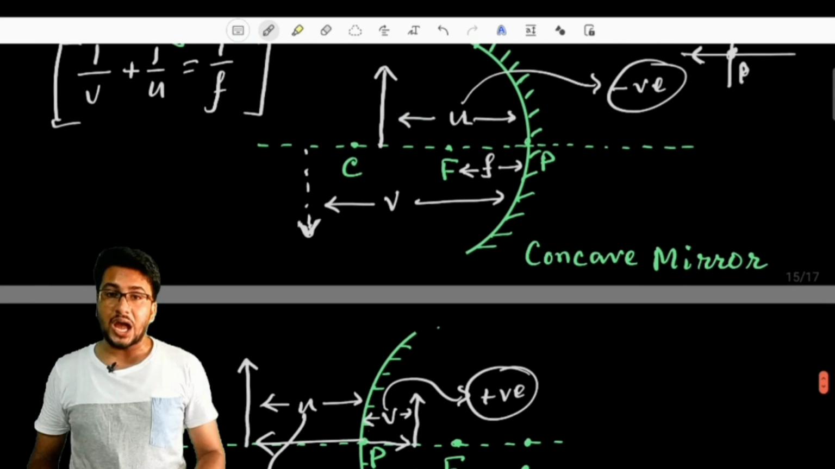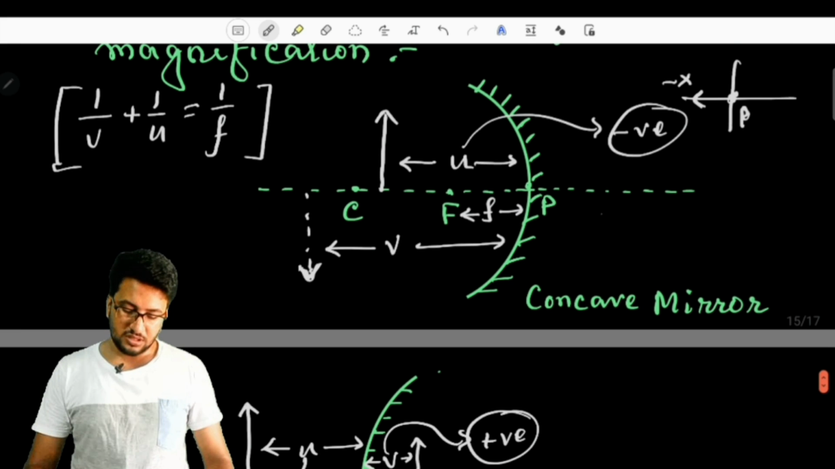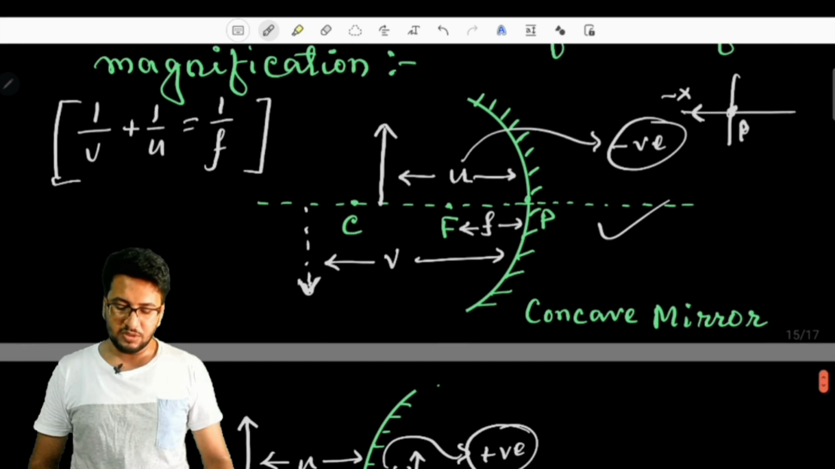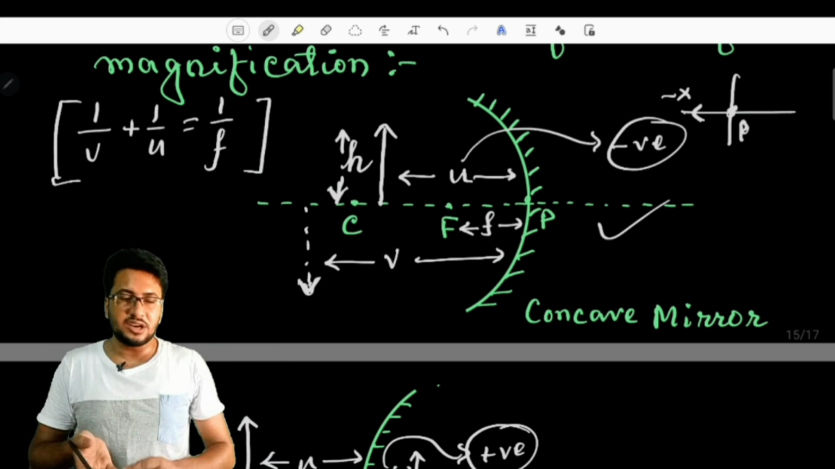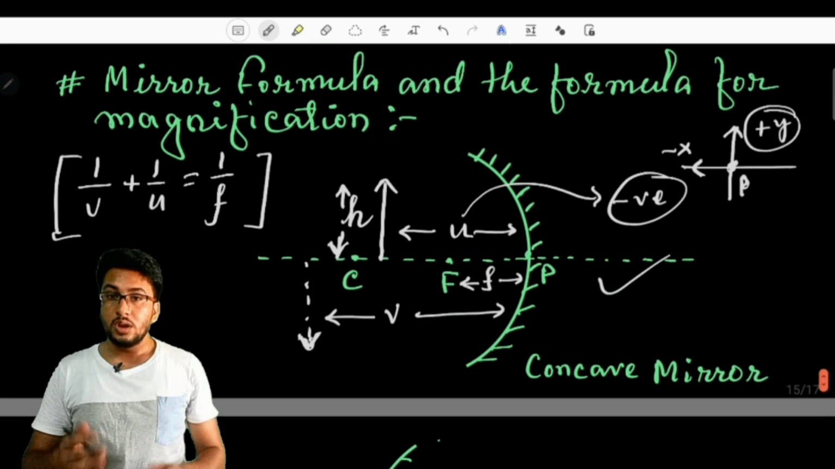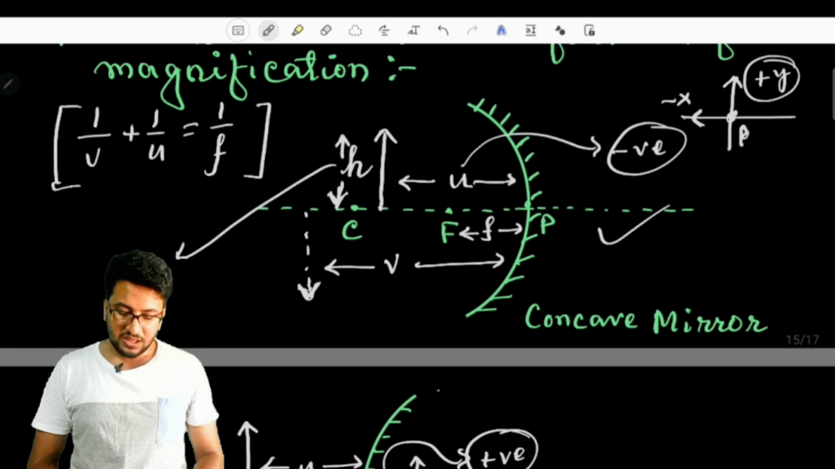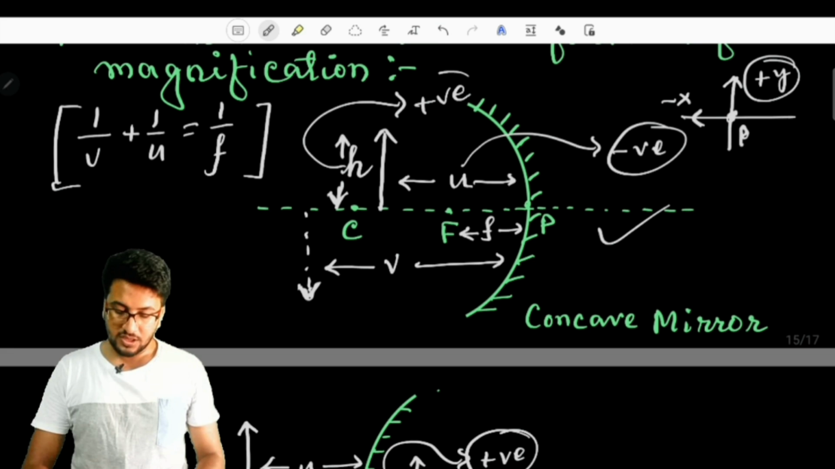And if we talk about the height of the image or height of the object, now in case of this concave mirror image formation, you will find the height of the object is denoted by capital H, and this height is considered just above the principal axis. The height is measured above the principal axis. That means we are following the plus y axis compared to the point pole. And that height of the object will always be positive.